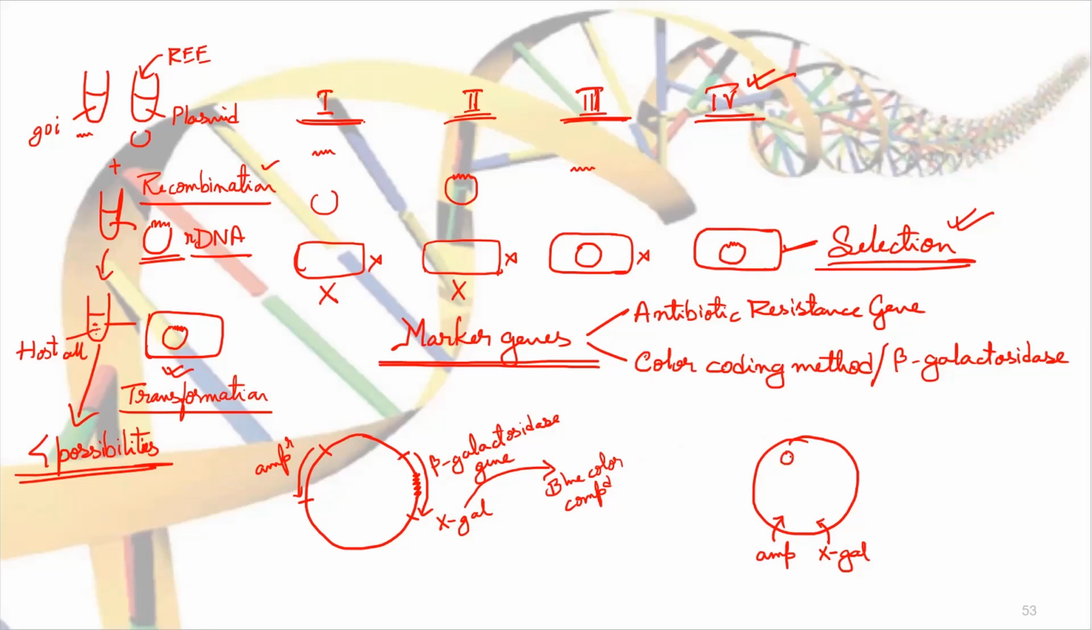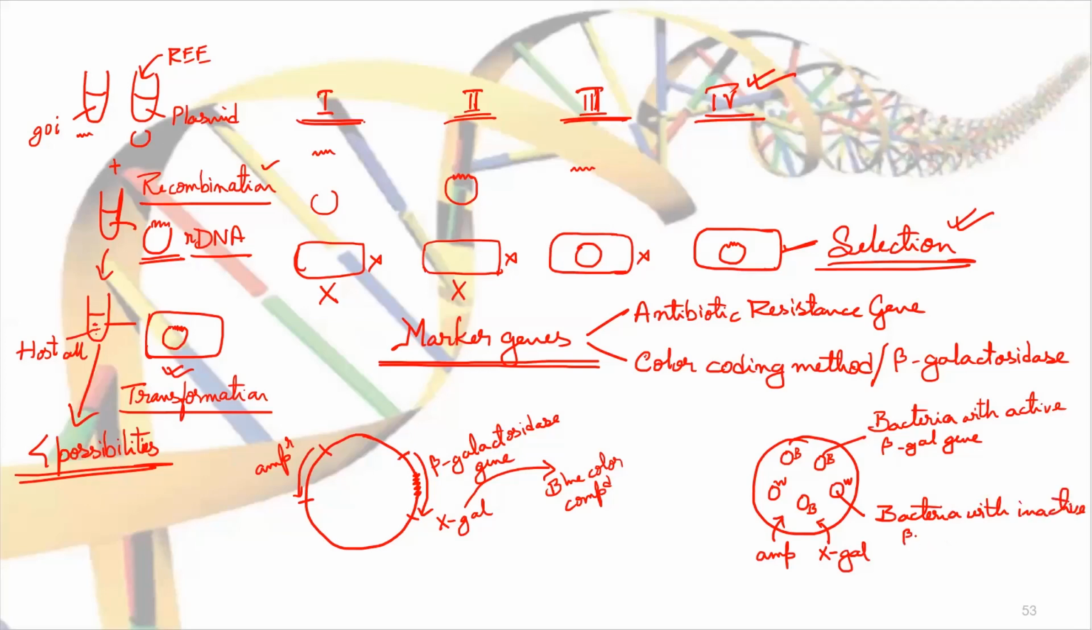So you will find some colonies which will be blue in color. Suppose this is a blue color colony, this is a blue color colony, this is another blue color colony, and the other colonies you will get are white colored colonies. So what does a blue colored colony mean? Blue colored colonies are the colonies which contain bacteria with an active beta-gal gene, that is the beta-galactosidase gene. These are the colonies which have bacteria with an inactive beta-gal gene.